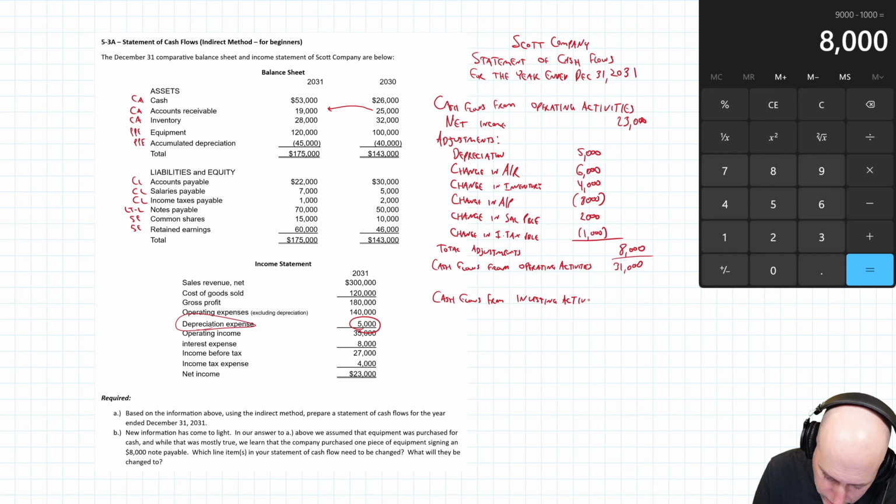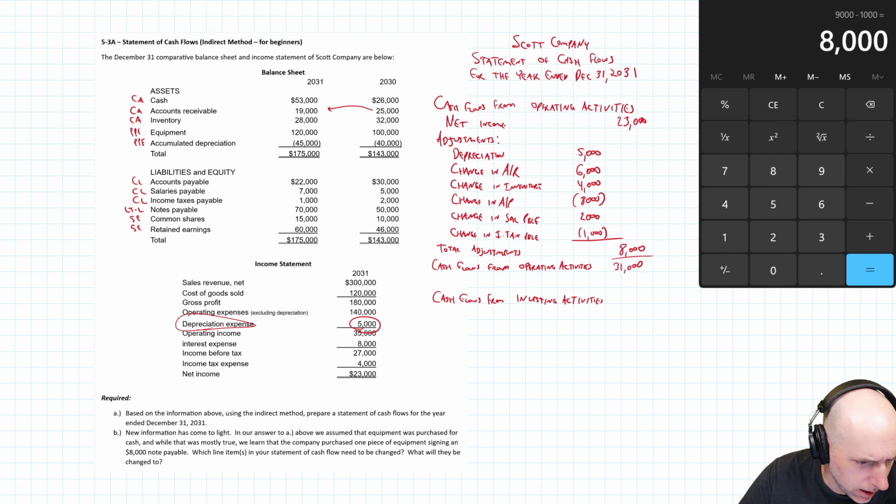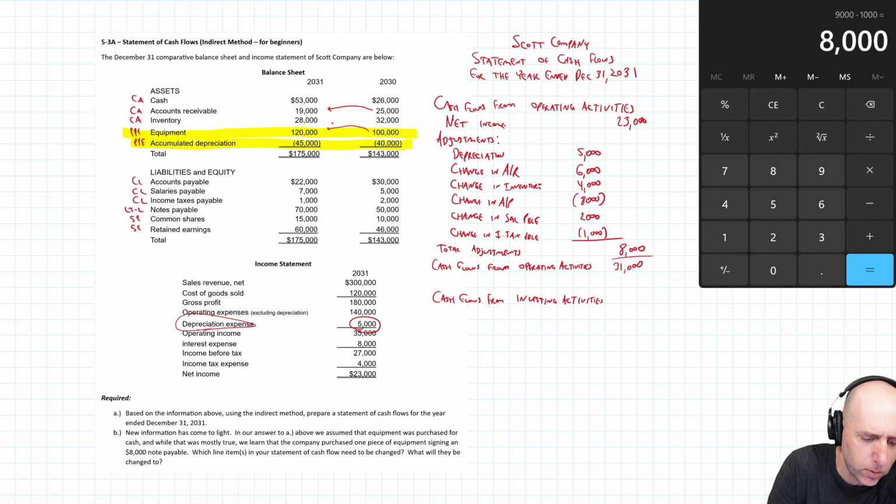And cash flows from investing activities, long-term assets, PPE, investments, those are the things we're looking at. And we just have these items here. Let me highlight them. These are our two long-term assets to be worried about. So first, we'll start with equipment. Equipment went from 100 to 120.